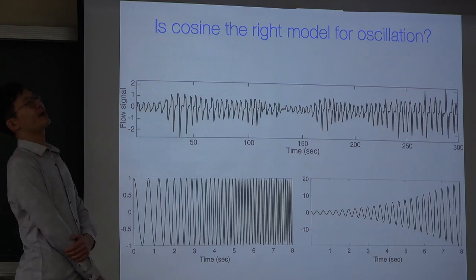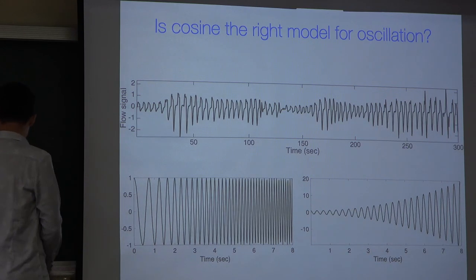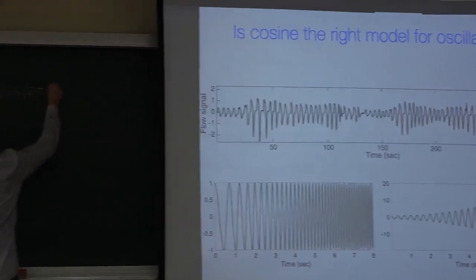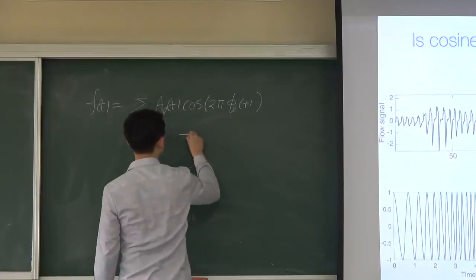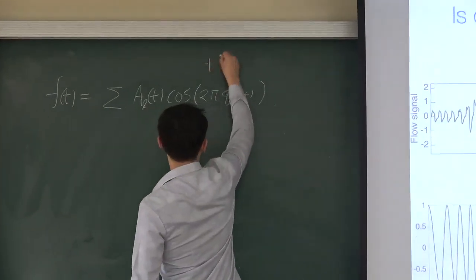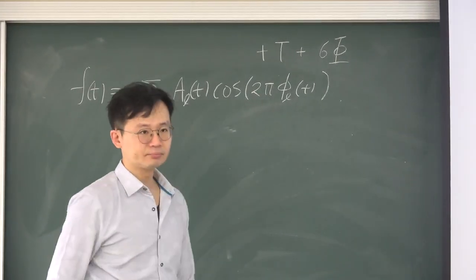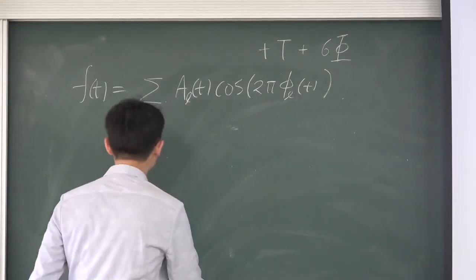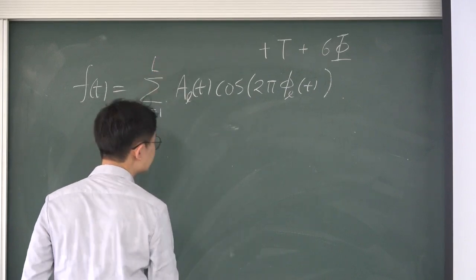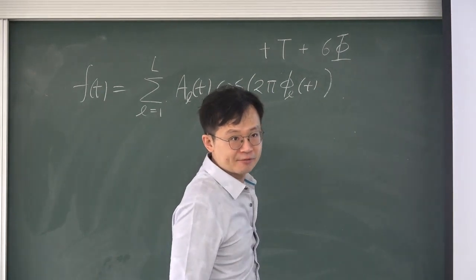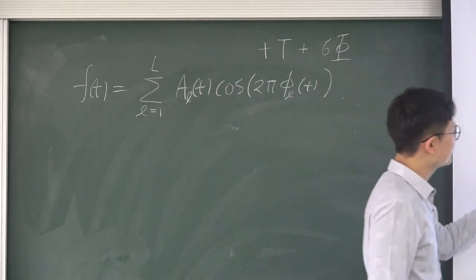Remember what we did before. The model was a summation of cosine functions, A_l(t) cosine(2 pi phi_l(t)), plus trend, plus a random process as noise. That was the model, and we assume there are finite components. Here we put a cosine function. The question is, is cosine really a good one?